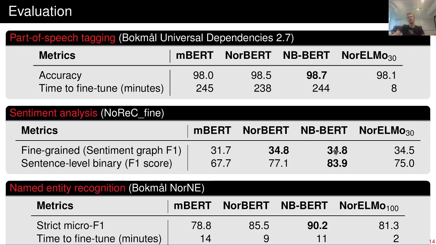At the same time, we can see that NorBERT usually takes less time to fine-tune. And the same is true for the ElMo models, which sometimes can be like 2 orders of magnitude faster to fine-tune, and the performance at the same time is almost comparable to the performance of the transformer-based models. So we think that NLP practitioners can actually choose what models to use in every particular situation.